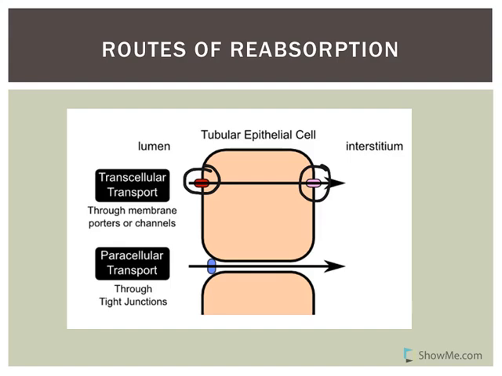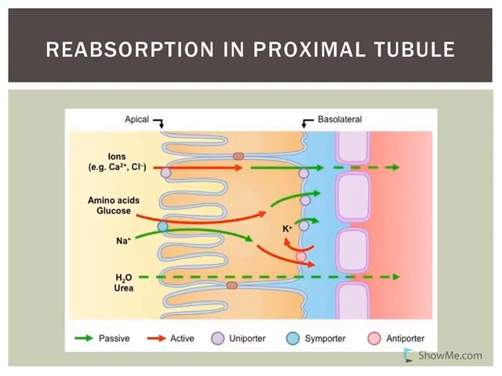If you're an ion or water, you can go through this paracellular route. So you can squeeze in between the cells, and how much is determined by how tight these junctions are. If it's very, very tight, nothing's going to get through. But you can squeeze through some areas right here through this paracellular route. So let's look at reabsorption in the proximal tubule.